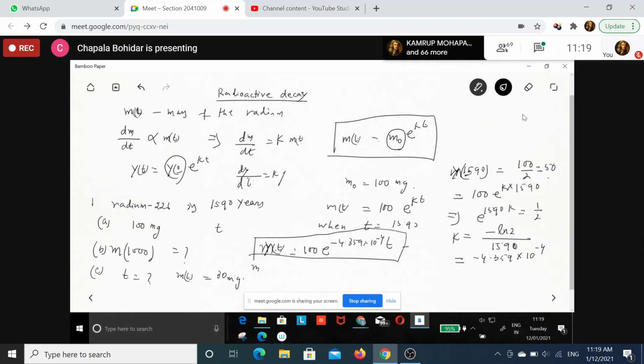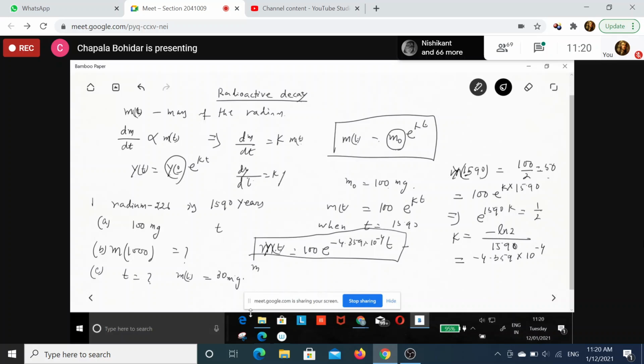Write it in terms of t, after t years. Is it clear to all of you or not? I have written the value of k here, and M(t) is equal to 100 e to the power minus kt, where k is this value. Clear? Your voice is not audible to me. In terms of t, I have written M(t). Okay?